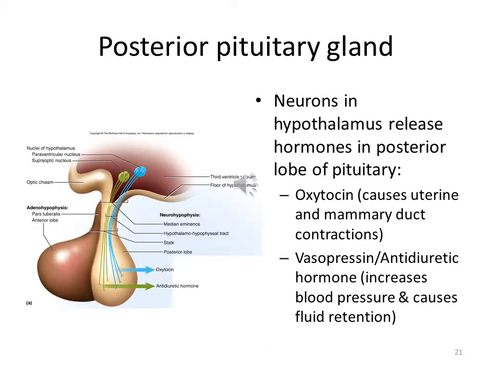Neurons in the hypothalamus also act in the posterior lobe of the pituitary, and there are two major hormones that are released. Oxytocin, which causes contraction of the uterus during labor and childbirth, and contraction of the mammary ducts for letdown of milk, and also vasopressin, or antidiuretic hormone, which increases blood pressure.